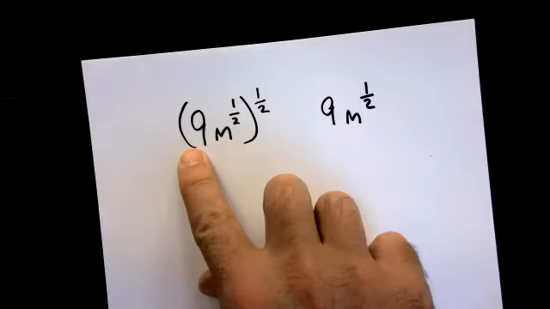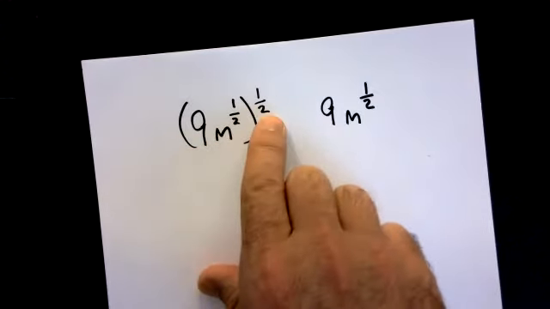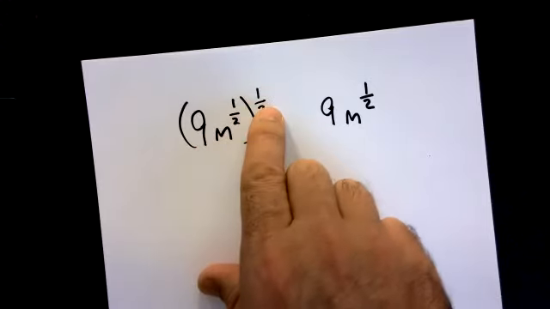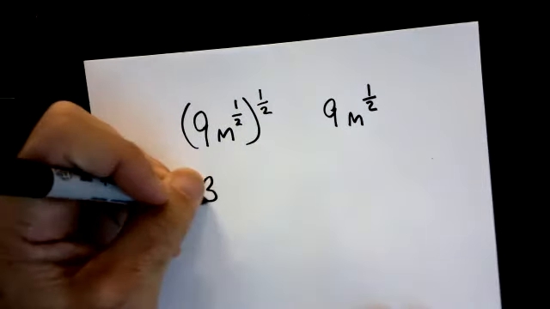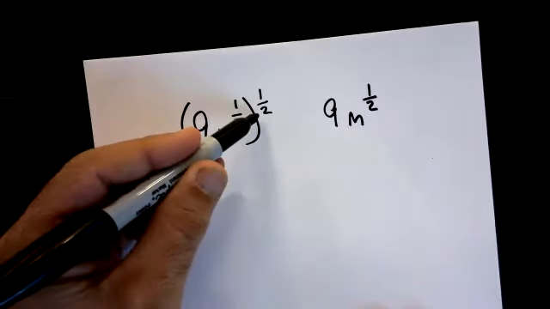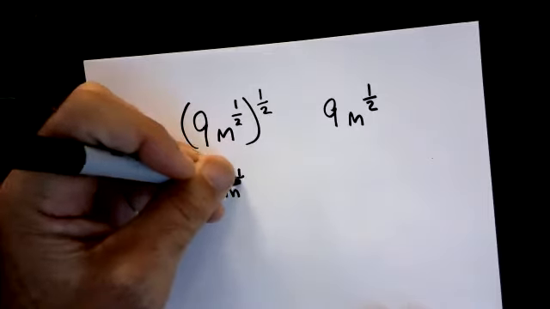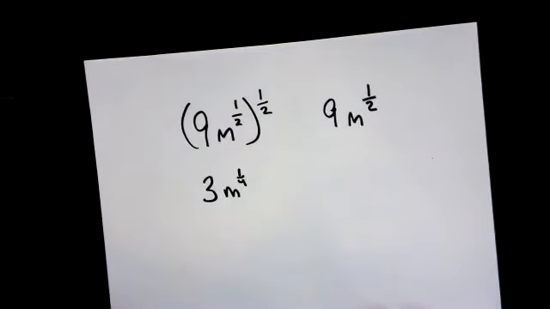When you have parentheses, we're taking all of this stuff to this power. So again, we've got to take 9 to the 1/2 power, which is 3. We take 1/2 to the 1/2 power. Remember, we multiply exponents, so that would be m to the 1/4.